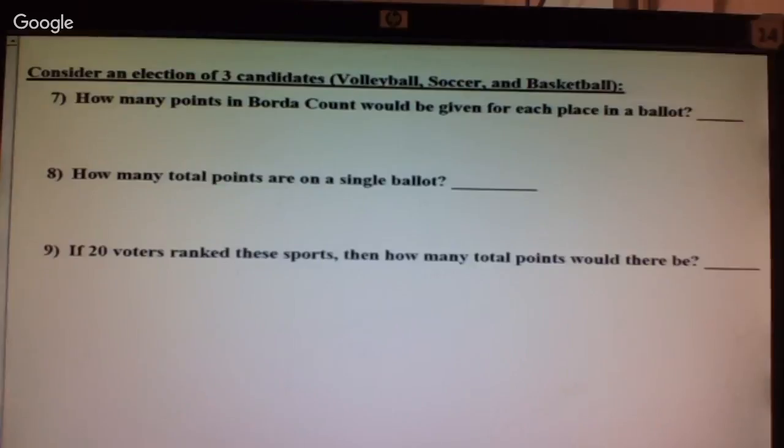If I have an election with 3 people in it, how many points in Borda count would be given for each place in a ballot? So, how many points do I get for last place? 1. How many do I get for second to last? 2, 3, 4. When do I stop? At 3. We can only give out 3 points because I only have 3 candidates.